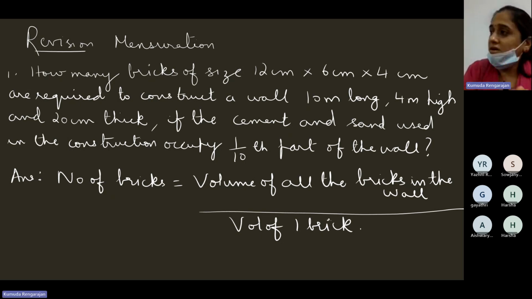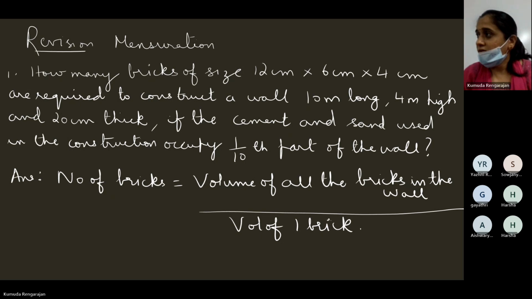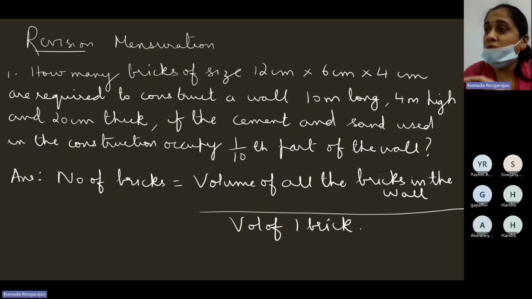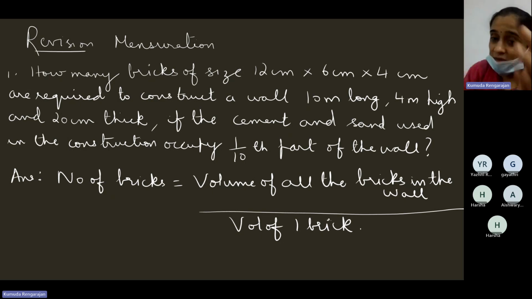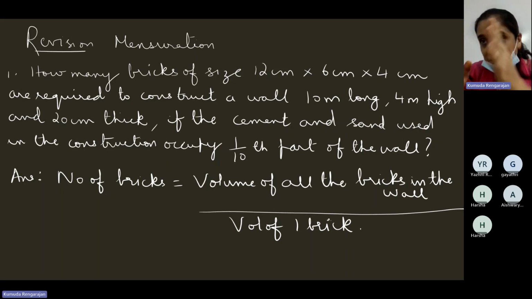But the wall is not only made of bricks. To hold the bricks together, a mixture of sand and cement is used. We can't just arrange the bricks and say it's a wall, right? The bricks have to be held together with this mixture of cement and sand. So the volume of the wall is the volume of the bricks and the volume of the cement and sand mixture. Nothing else. Bricks are arranged and this mixture is splashed on the bricks, which binds them together, and that's the wall.